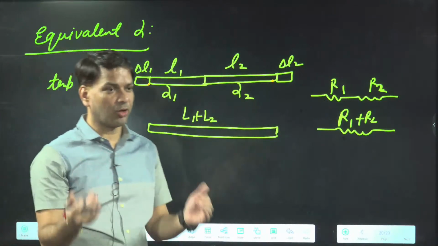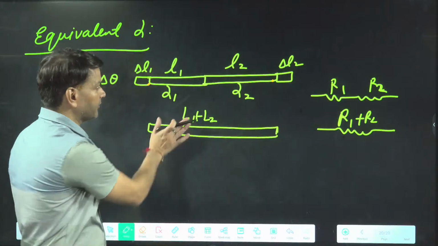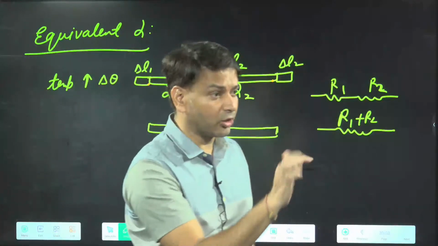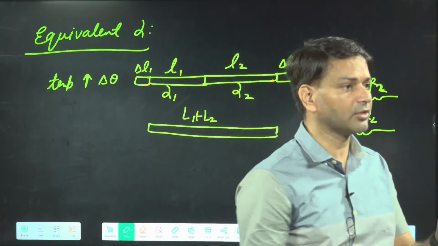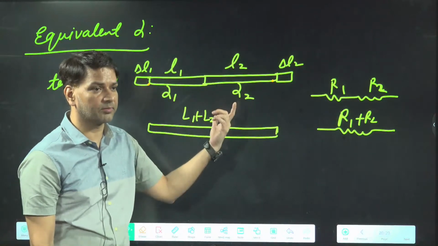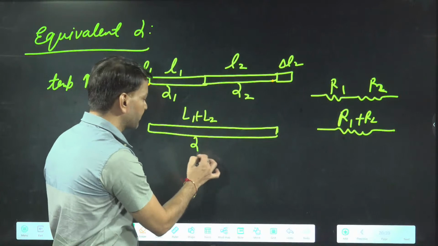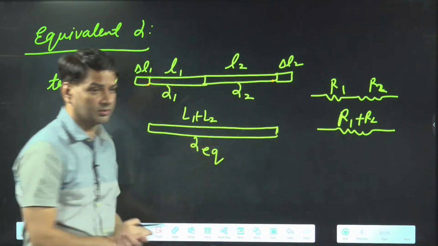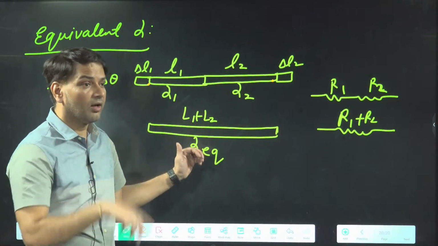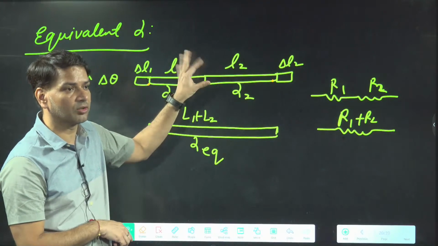If I'm making the same combination, so L1 plus L2. Now, if I take one rod, this rod will be made of one material. Earlier it was two rods of different materials, but now I'm making one rod, so that rod will have only one material. Its material I can take as alpha equivalent when this combination will have equal expansion to this composite rod.